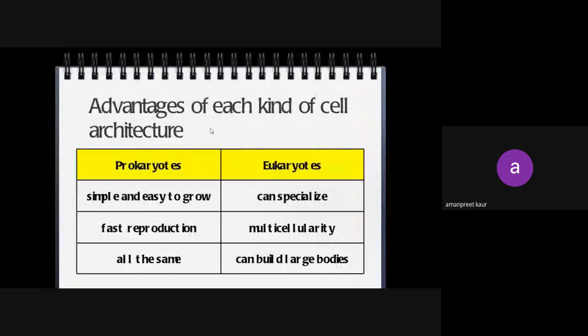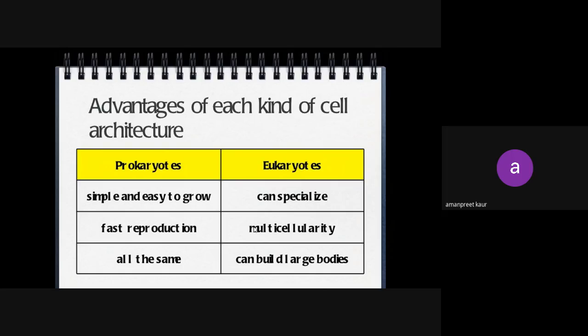The advantages of each kind of architecture. We can't say prokaryotes are best or eukaryotes are best, both have their own advantages depending upon their living criteria. Prokaryotes are simple and easy to do, whereas eukaryotes are very specialized and their cell division, or we can say their reproduction, is not very simple. Prokaryotes reproduce fast, whereas eukaryotes are multicellular, so their reproduction is also the same.